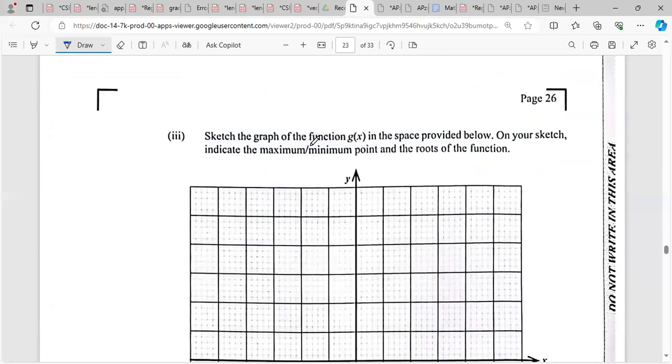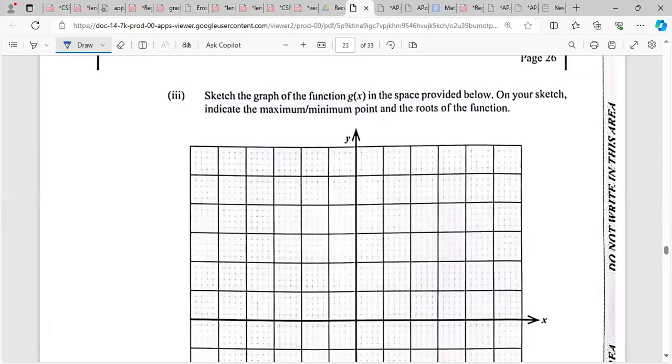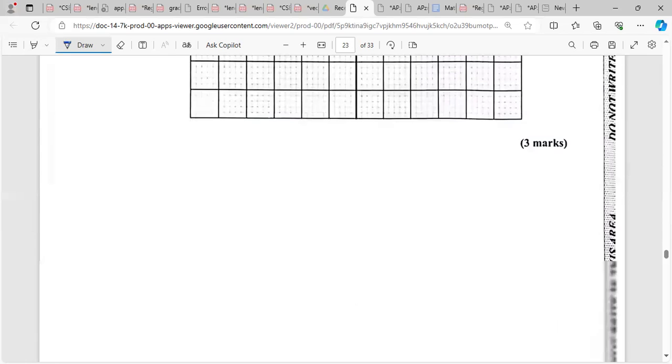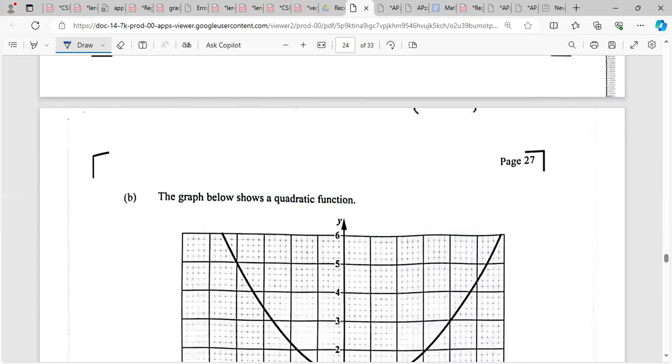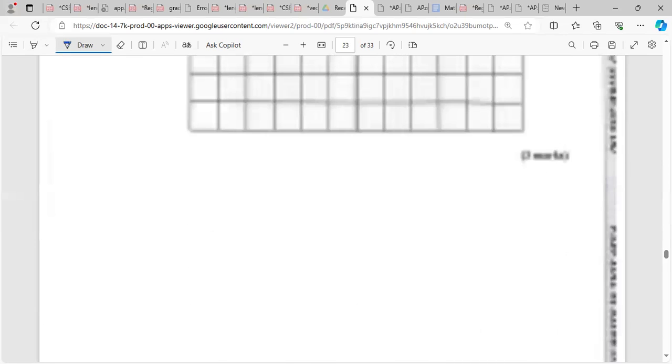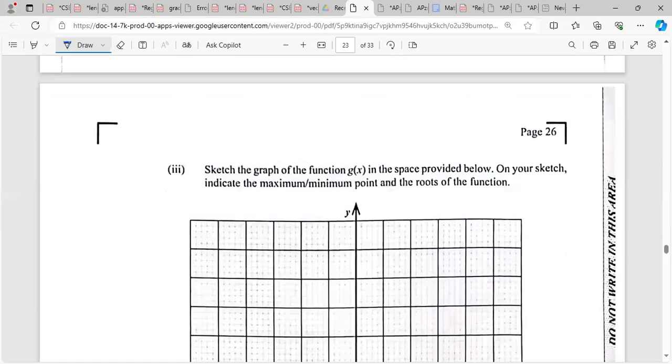It says, sketch the graph. No, not yet. Alright. I don't see a function. Which function? Hold on, guys. It says sketch the graph of the function g(x). Oh, the one up at top. Right. So g(x) was equal to what? Was it x squared?